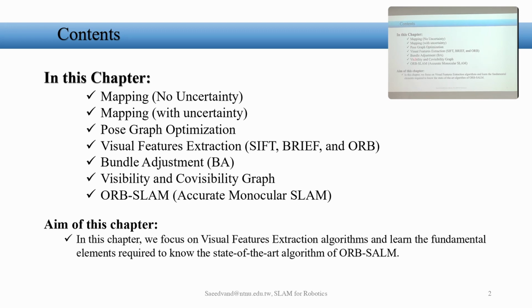Then we talk about the visual feature extraction, SIFT, BRIEF, and ORB. Then we talk about bundle adjustment, what the main concept is, and what role it is playing in ORB-SLAM. We talk about visibility and covisibility graphs, what they mean, and what the motivation is behind them. Then, as I mentioned, we go through ORB-SLAM.